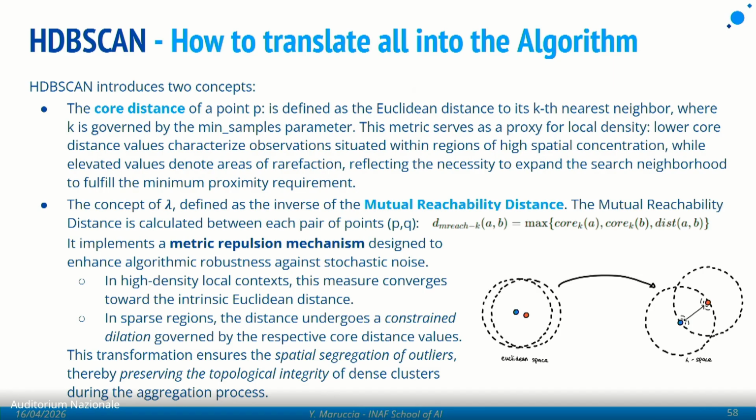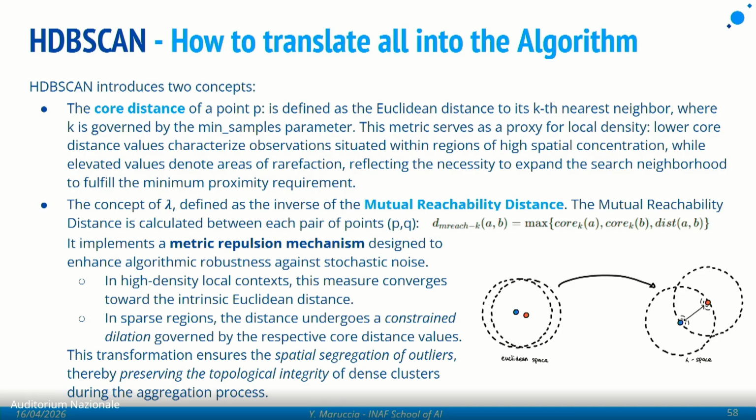that is defined this way, given a pair of points. I wrote P and Q, but the formula is with A and B. I'm just seeing that. We have the maximum between the core distances of A and B, and the distance between A and B.